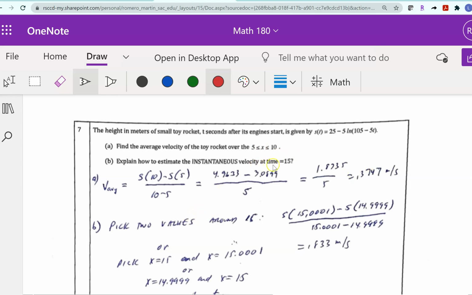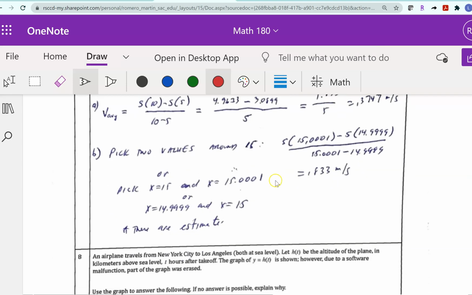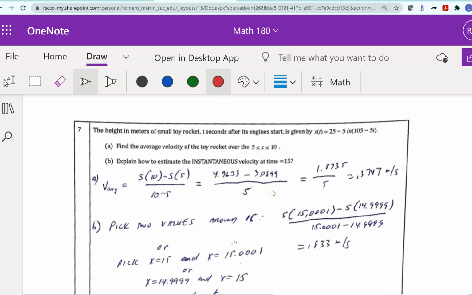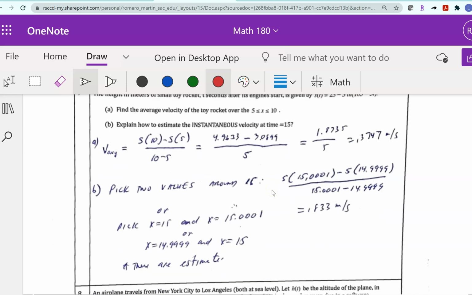Now, if we're going to find an instantaneous velocity at 15, we would use a derivative to find the exact one. But here we're using a quantitative approach. We're using numbers to do this. And so we're going to approximate the instantaneous velocity at time 15. Just pick values very close to 15. And there are multiple ways to do it.